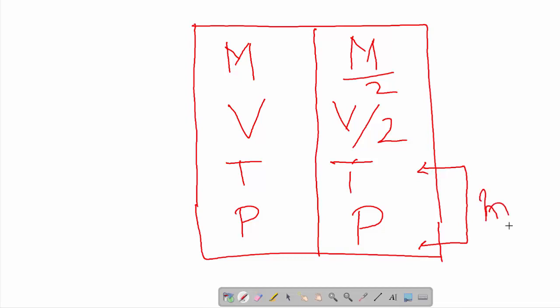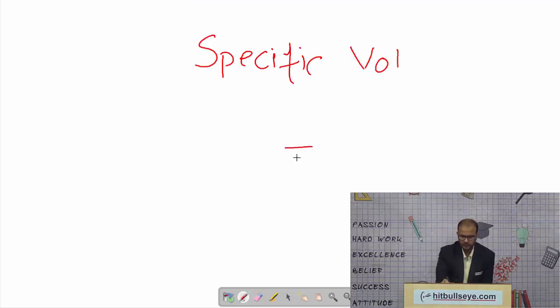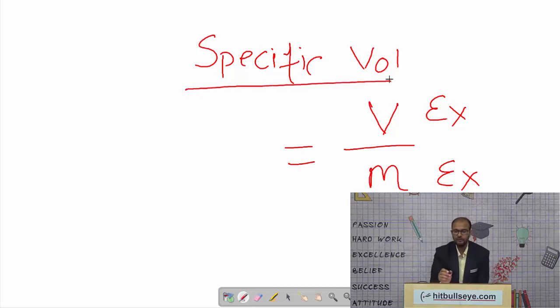So these two are intensive properties and these two are extensive properties. Next, the ratio of two extensive properties will be an intensive property. Here we see, like, specific volume is equal to volume per unit mass. Volume is an extensive property and mass is also an extensive property. But the specific volume will be an intensive property.